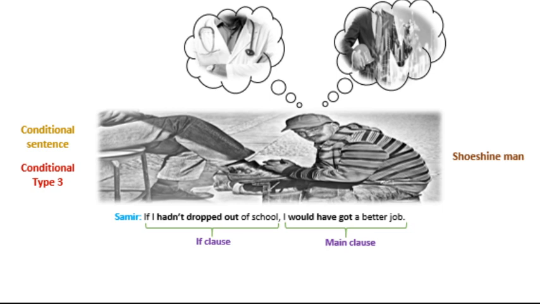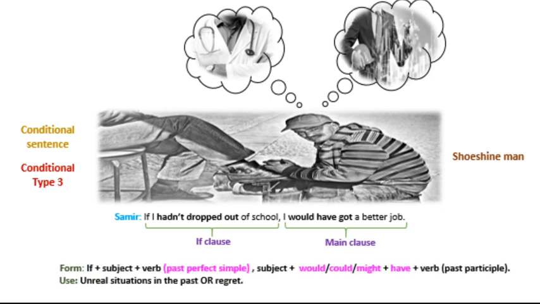So this is the condition in which we use conditional type 3. This is the case in which we can use this type of conditional. So here's the form. How can we use the conditional type 3? For the form, it's if plus subject plus verb in the past perfect. As you can see there, if I hadn't dropped, it's the past perfect simple. And then for the main clause, we have subject plus would or could or might plus have plus verb in the past participle. Would have got. Got is the past participle of the verb get.